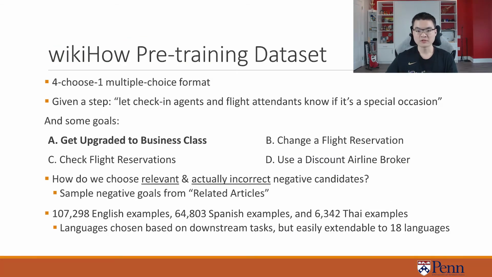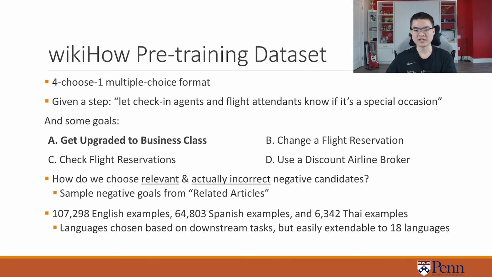To use this corpus to help intent detection, we formulate a pre-training task as a 4 choose 1 multiple choice questions. Let's look at an example directly. The model is given a step. For example, let check-in agent and flight attendants know if it's a special occasion, and some candidate goals. For example, get upgraded to business class, change a flight reservation, and so on. The aim of the model is to choose the correct goal that corresponds to the step. Namely, choose the correct intent corresponding to the given utterance.